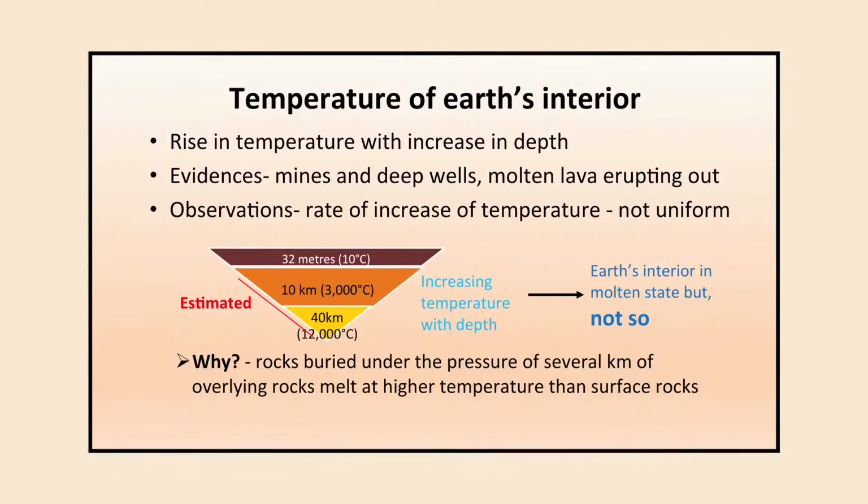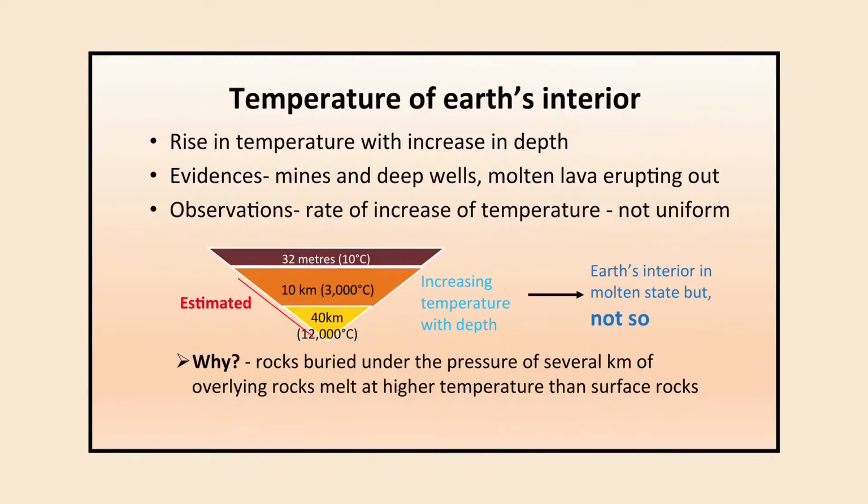The observation shows that the rate of increase of temperature is not uniform. For the first 32 meters, the rate of increase is 10 degrees centigrade, then for 10 kilometers inside the Earth's surface it can be 3000 degrees centigrade, and further down it can be 12,000 degrees centigrade or more than that. But this is estimated, and in reality this is not so. Why? Because if this would have been the case, the Earth would have been in a molten state, but this is not the case.